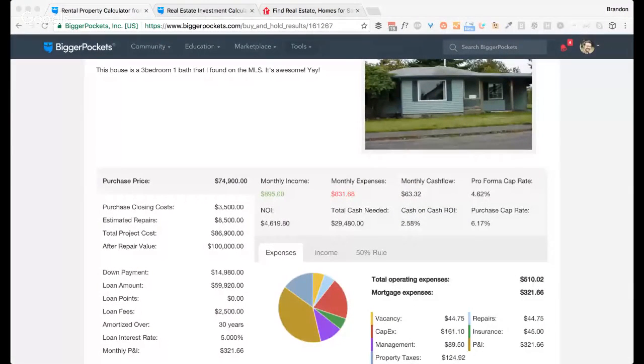Now, here, guys, is where this gets interesting. What do most people do when they find a deal that doesn't work out? They give up. They go back to watching Dancing with the Stars at home and throwing their life away, right?